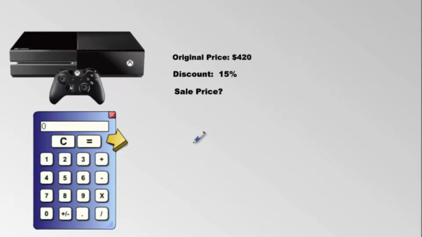The first thing you're going to say is, 15% of what? Say that. Anytime I give you a percent, you're always going to say that: 15% of what? And you're going to write it down. 15%, but you're not going to write what, because you know what it's 15% of. It's 15% of $420.